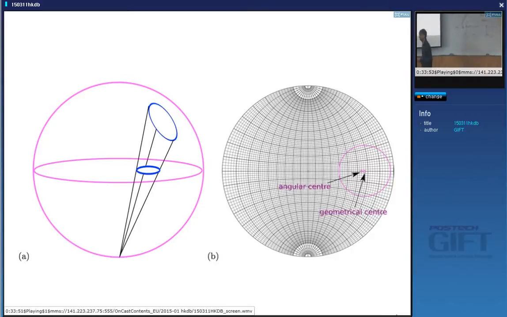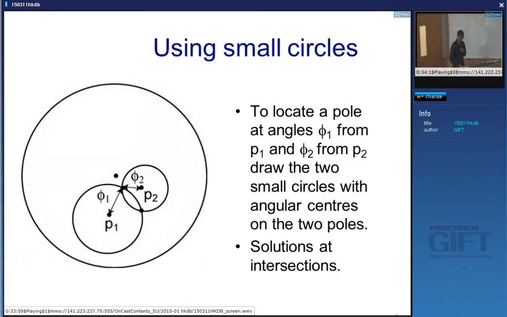So here is a good example. I've got two poles here, and I want to find positions where you would have phi 1 with respect to P1 and phi 2 with respect to P2. So I draw a circle here, which is at a constant angle phi 2 with respect to this point P2, and a constant angle phi 1 with respect to P1, and I get two solutions here. Okay. So I find the pole which is at phi 1 to P1 and phi 2 to P2.